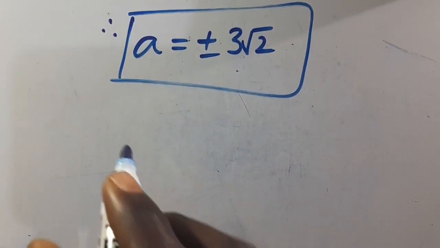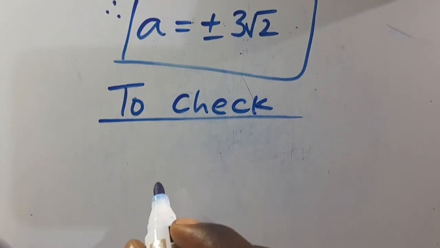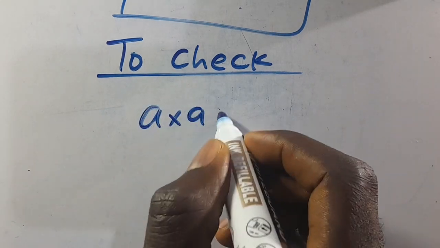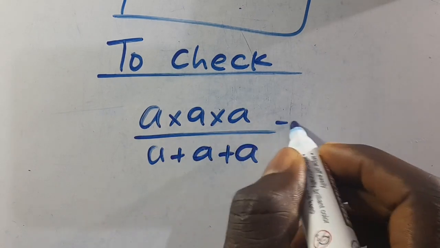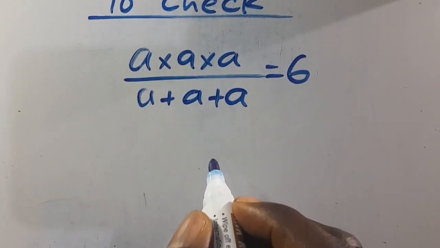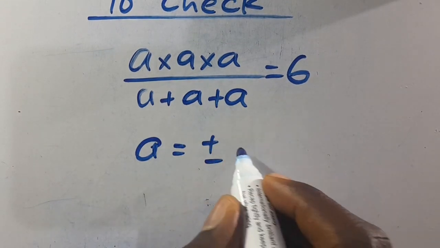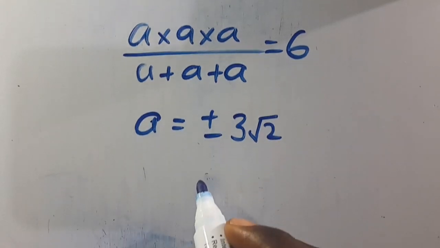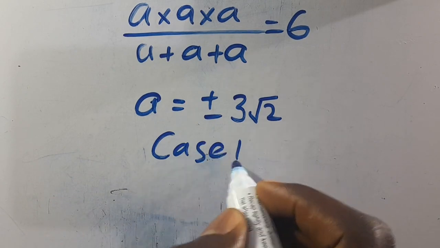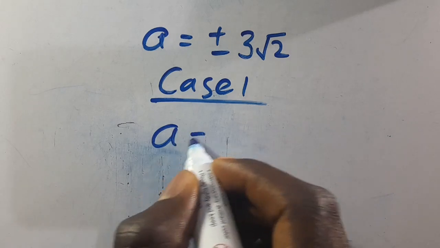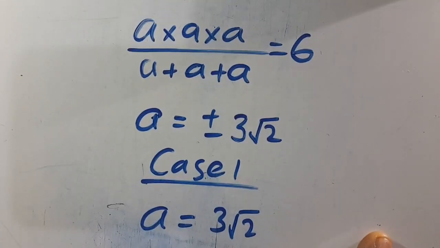Then let us check where we have a times a times a divided by a plus a plus a equals 6. We have a equals positive or negative 3 root 2. Let's call the first one case 1, where we have a equals 3 root 2.